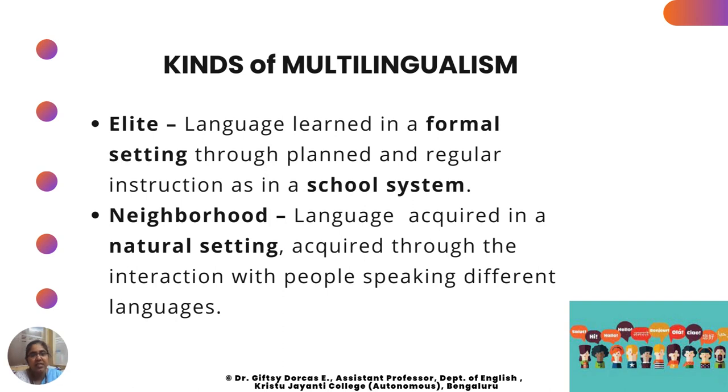And we see that the kinds of multilingualism are elite, just for the sake of formal settings, and at times for the school setup. We see that elite multilingualism is followed, and the other is neighborhood. In the neighboring setup, people might be speaking different languages. So just to have a form of communication with the neighborhood, people start becoming multilingual.